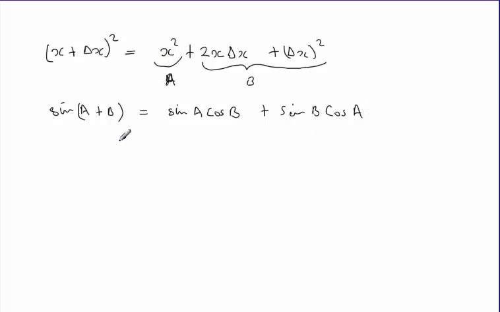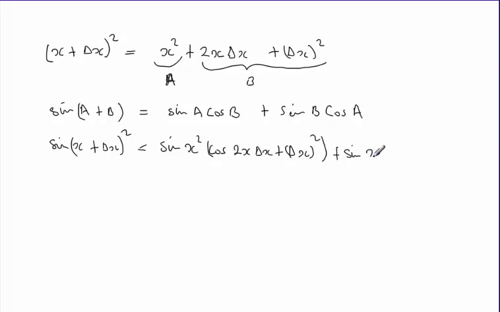Okay, so if we now apply sine x plus delta x and apply that, we're going to have sine x squared cosine of 2x delta x plus delta x all squared, plus sine of 2x delta x plus delta x all squared, cosine x squared. Do we agree? All together. Yes, that's what we have there.